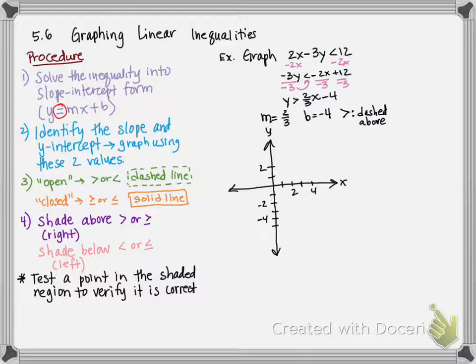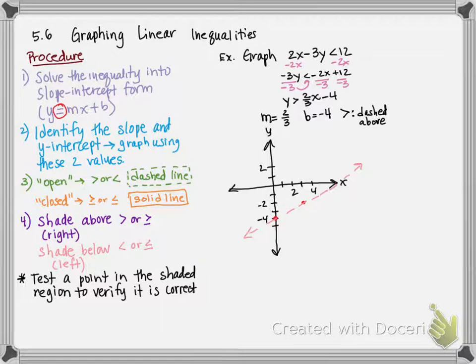So we go to where y equals negative 4, then we're going to rise up 2 and to the right 3. That should take me to the point (3, -2). Now we're going to draw a dashed line through those points. So you might want to use a colored pencil to help you with this part.